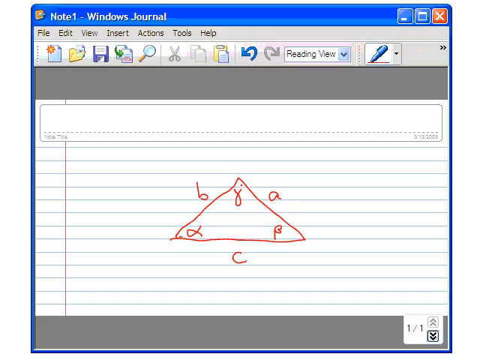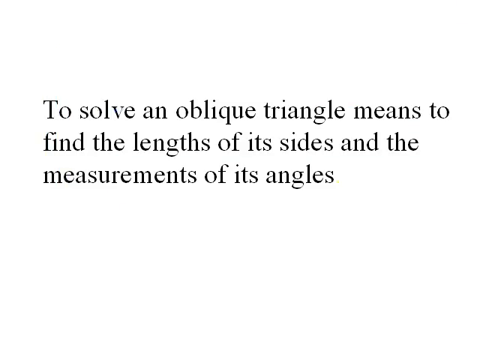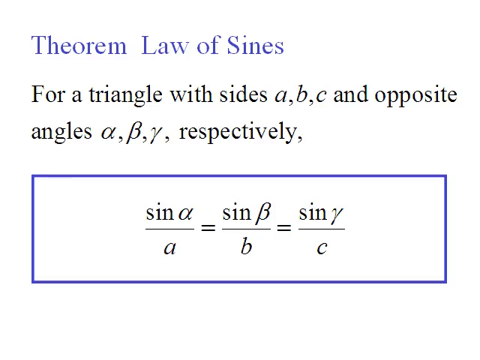So 6 interesting things to know about for an arbitrary triangle: the measures of the 3 angles and the lengths of the 3 sides. And what we want to do is to keep track of that stuff from information that's given. So we talked about the law of sines.